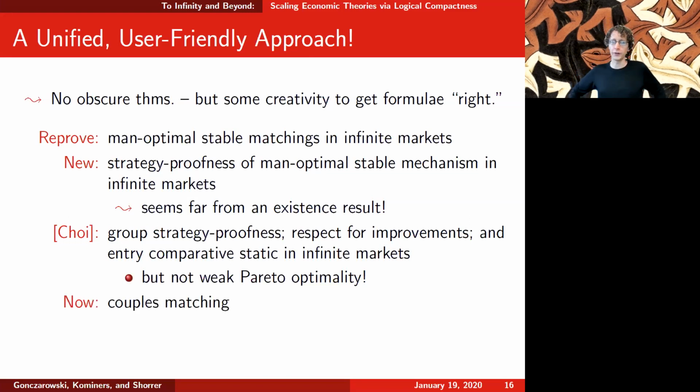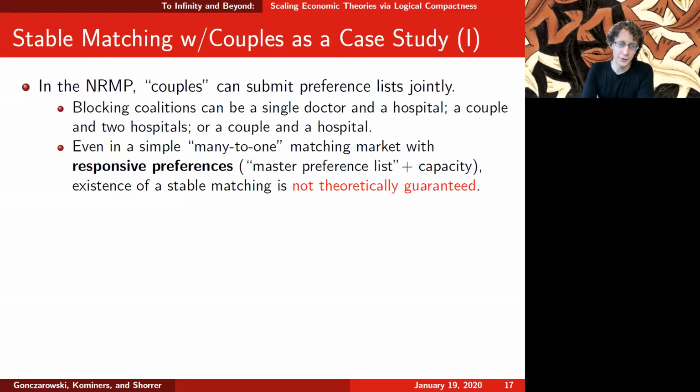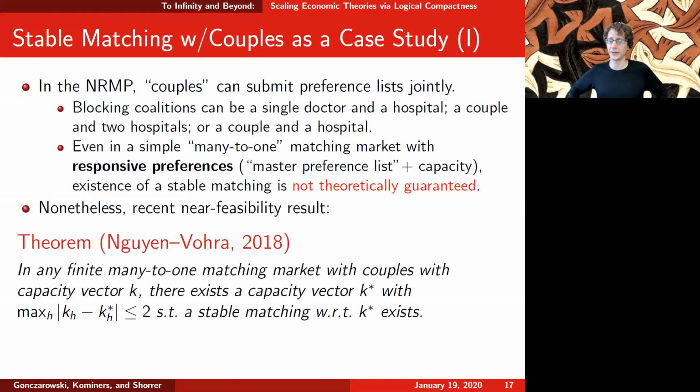Let me quickly broaden once more to couples matching. What's the setting here in the national residency match? Couples can submit their preference lists jointly. Existence of stable matchings in this context is not necessarily guaranteed, but Nguyen and Vohra have a beautiful near feasibility result that says in a finite many-to-one matching market with couples, we can find a stable matching with respect to a small perturbation of the capacity of each hospital. How small? Capacity perturbation at most 2.